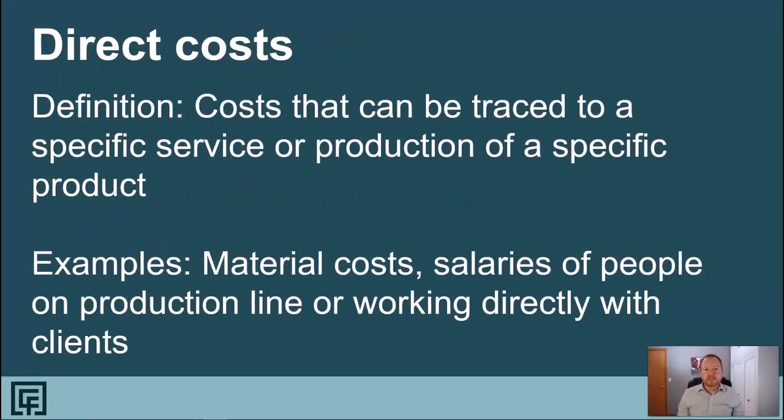Direct costs are costs that can be traced to a specific service or production of a specific product. Examples include material costs and salaries of people on the production line or working directly with clients. I added the last example of staff working with clients to emphasize that product profitability isn't just for manufacturing companies.